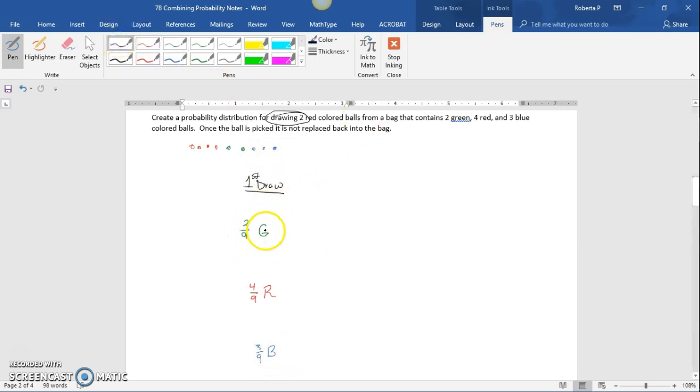So let's suppose we picked out a green one the first time. After we picked out that green one, and we set it aside, we are going to next pull out a green, we could pull out a red, or we could pull out a blue. And if we pull out a green, I've already pulled one out, so that leaves me with 1 and only 8 remaining.